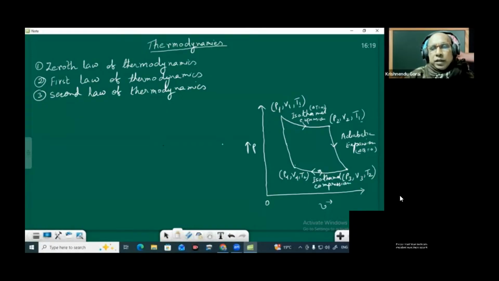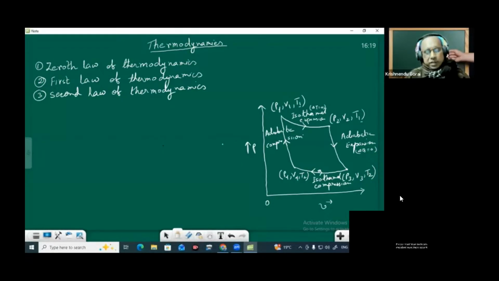And here also you see the volume is again decreasing. Therefore, it is adiabatic compression. This part, this direction, is adiabatic compression.